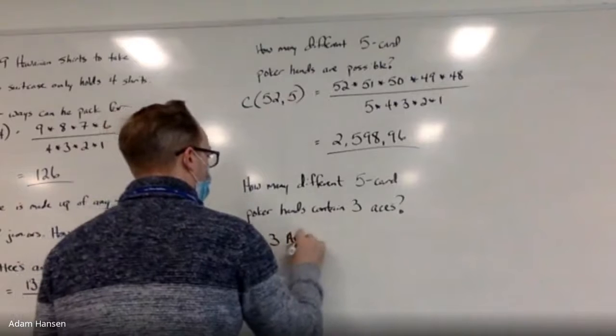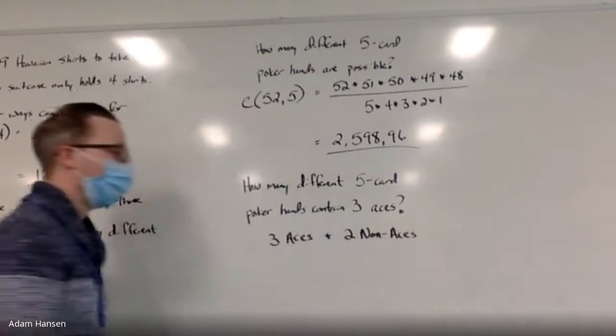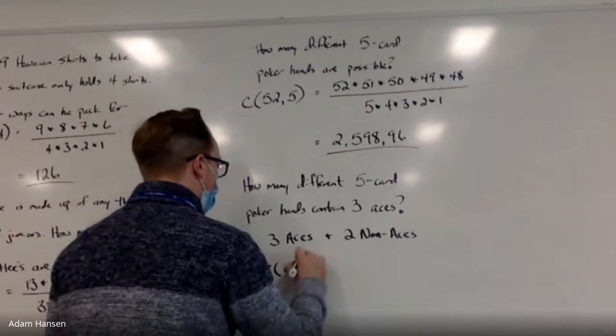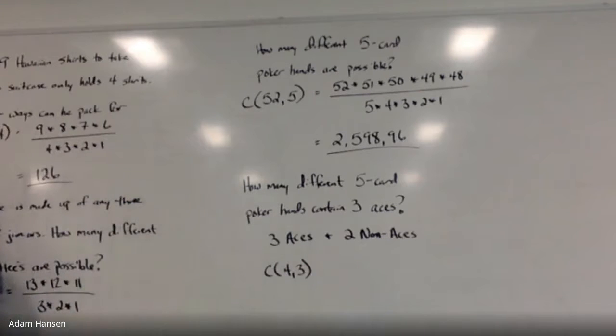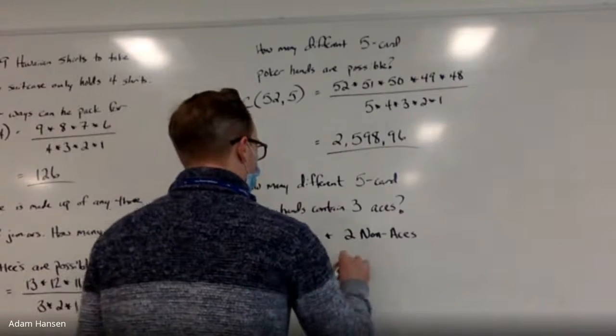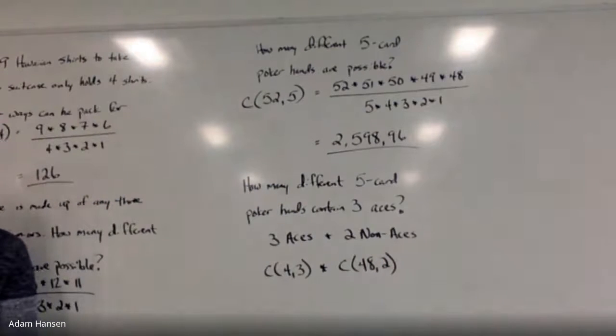So I need 3 aces and 2 non-aces. 3 aces would be 4 choose 3 because there's 4 aces. I need any combination of 3 of them. What's the combinatoric for the other 2 cards? How many non-aces are in a deck? How many cards are not aces? 48. The other 48. So let's multiply this times 48 choose 2 to complete my 5-card hand.